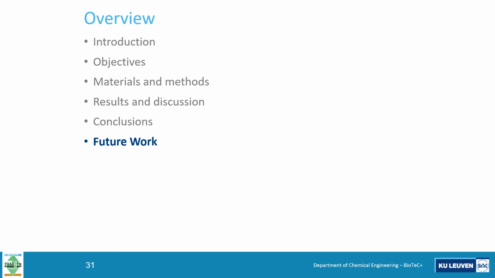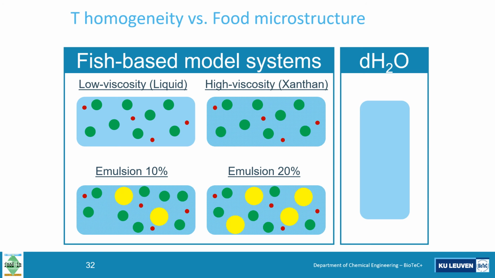Finally, the future work which we're planning. So here again, the model systems that we used. So in the future, we would also want to do, of course, the simulations in the other model systems. We are working on that as we speak. And also in the two emulsion systems. And this will give us an idea of what the influence of this food macrostructure now actually is.